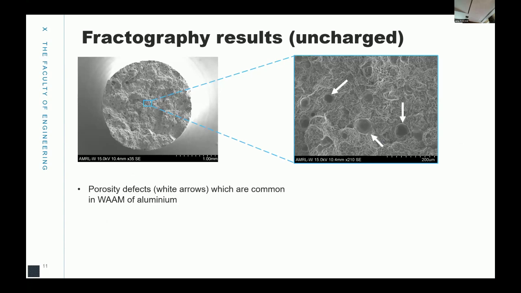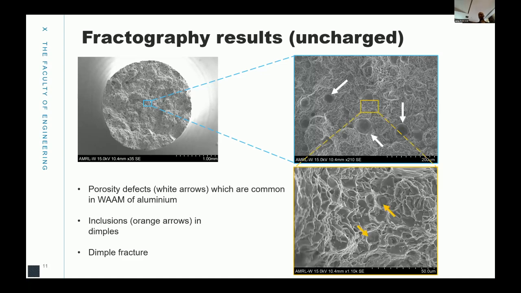Looking at the fractography results of the aluminum alloy, these are the common defects found in additively manufactured aluminum: porosity. This is due to a difference in hydrogen solubility between the solid and the molten aluminum, which results in hydrogen being trapped. These small bubbles, highlighted in white arrows, form because of gas porosities. We see a ductile fracture, and we see some copper inclusions, as it's an aluminum 2000 series alloy. Some copper inclusions are in the dimples of the fracture for the uncharged specimen.